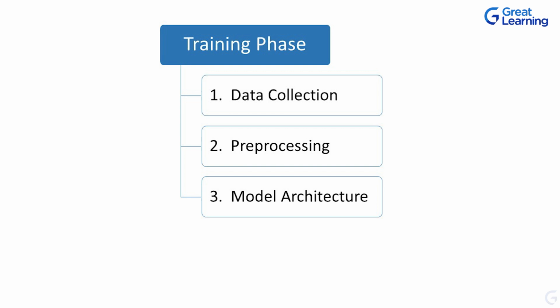Step 3, model architecture, which is nothing but designing the neural network structure, typically a transformer. Step 4, training, which is adjusting model parameters by predicting the next word in sentences. By this training phase, the LLMs are trained on a vast amount of data to make further predictions.